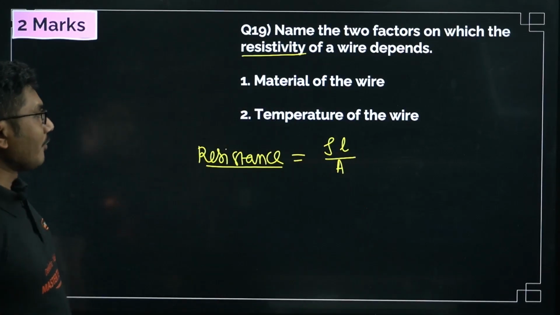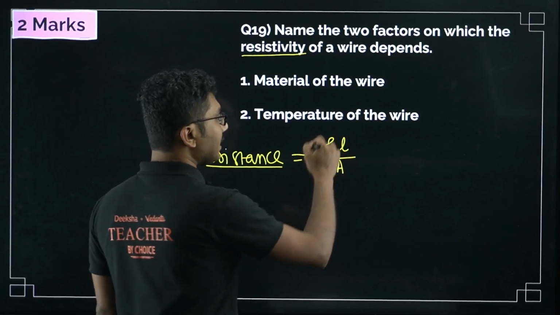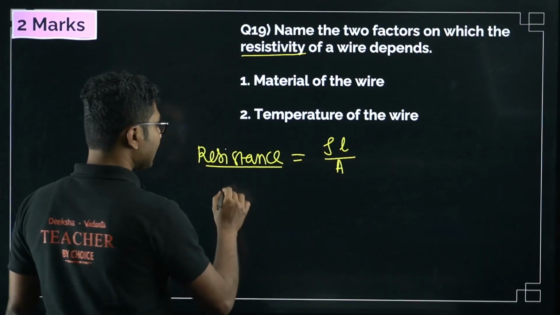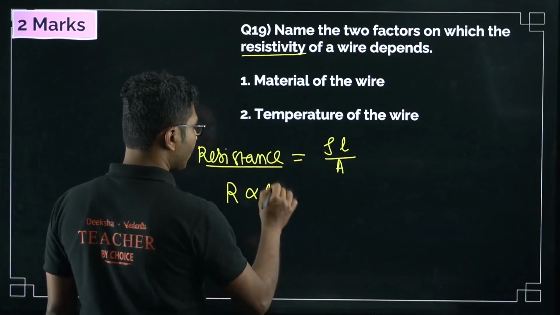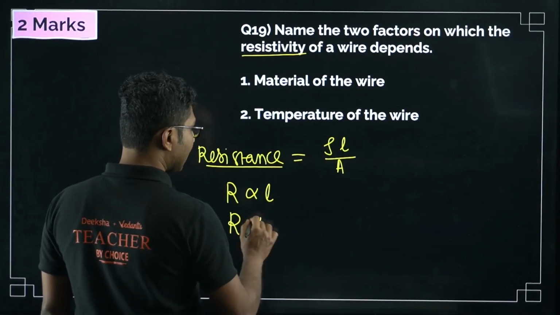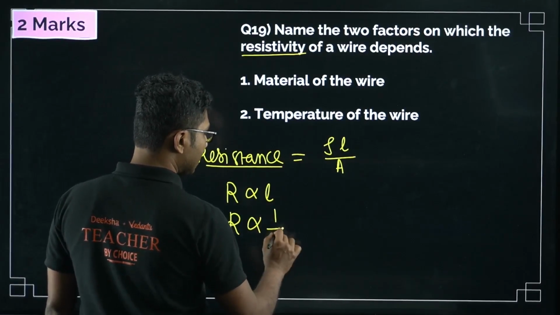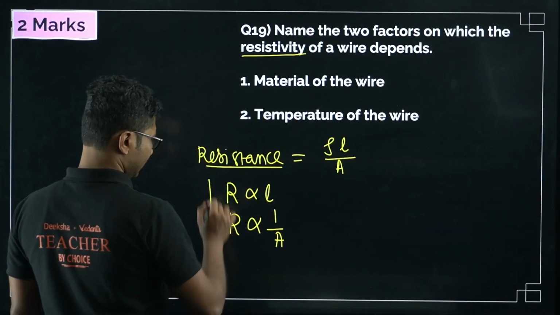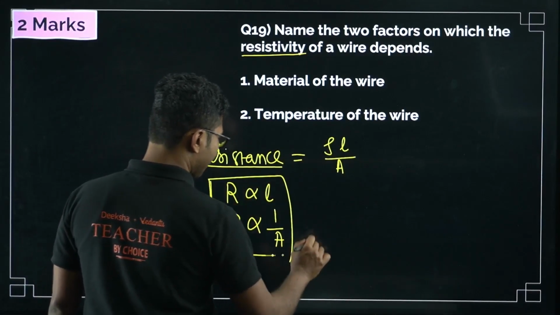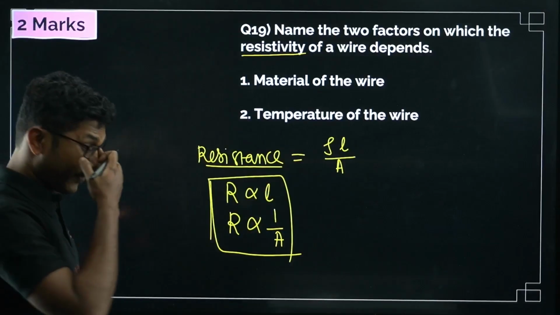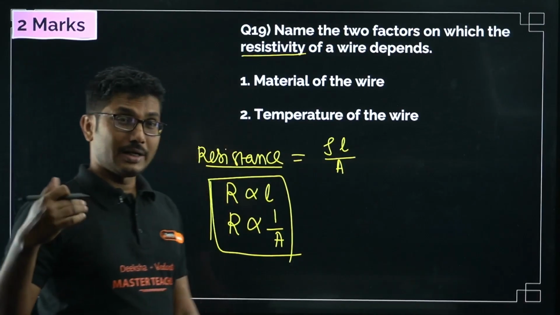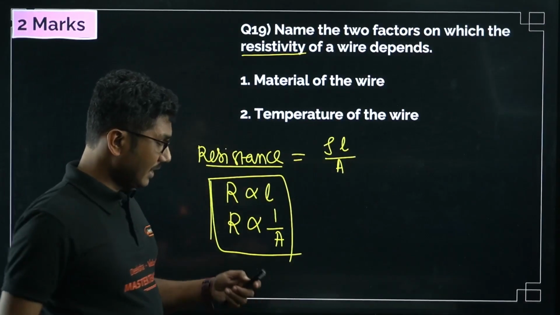Okay, so obviously resistivity for a given material is constant. Now in that case, resistance is directly proportional to length, and inversely proportional to area. Based on this also sometimes a question comes, on what factors does the resistance of a conductor depend. So that is also a very important concept.